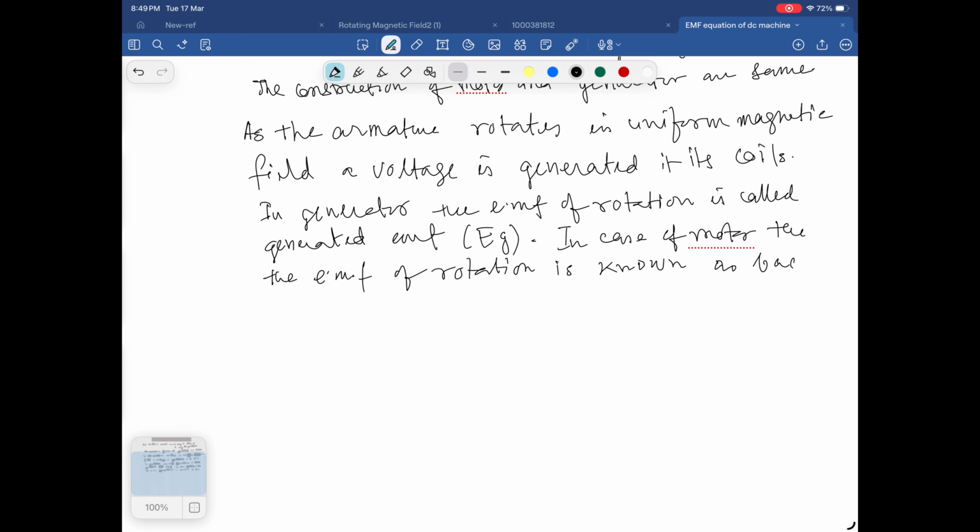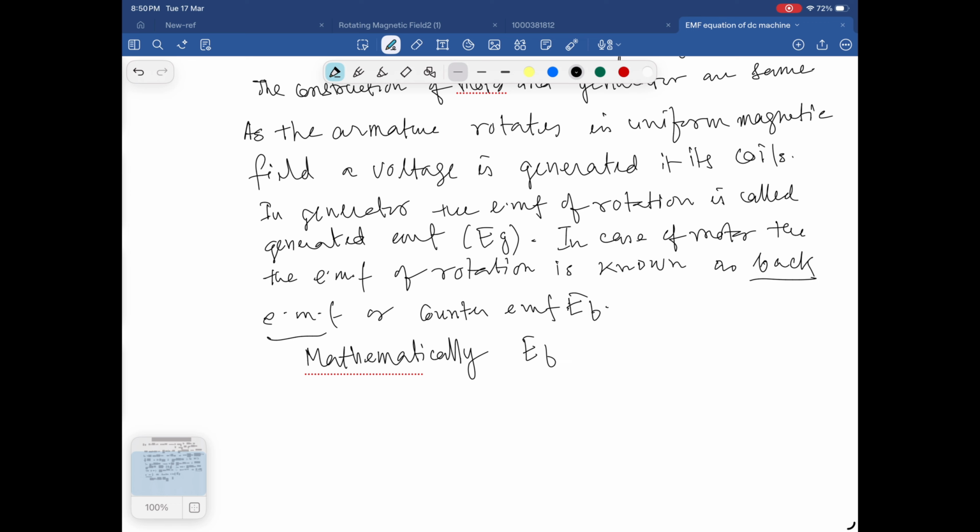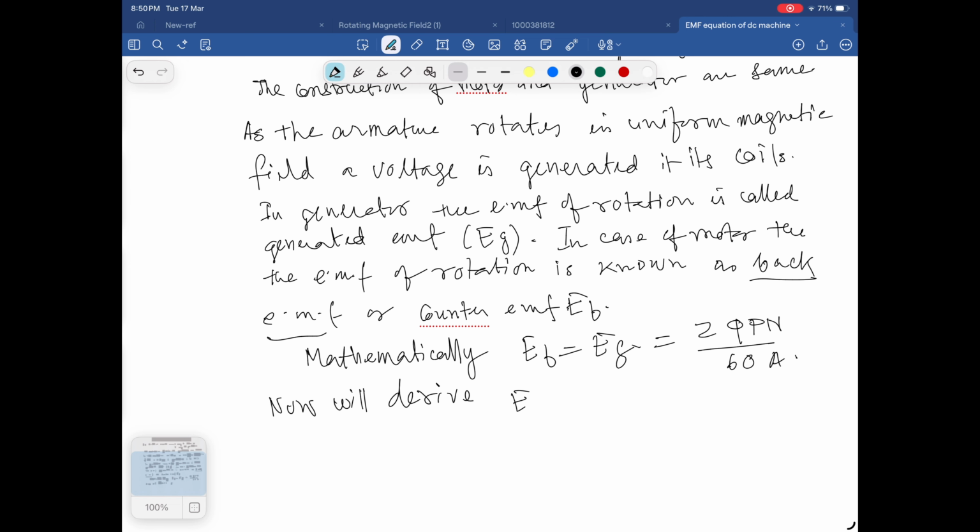Now let phi be the useful flux per pole, and what is the unit of flux? It is Weber, right? So phi is the useful flux. Mathematically, EB is equal to EG, that is generated EMF, is equal to Z phi Pn by 60A. Now we will derive it.